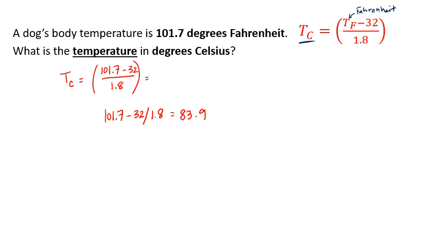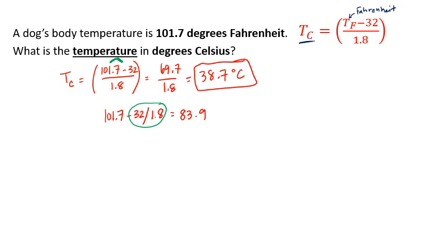What you told your calculator to do based off of order of operations is to say 32 divided by 1.8 first, and that's not correct. The first thing you want to do is subtract these two numbers up top and then divide. So if we do 101.7 minus 32 up top, that gives us 69.7 divided by 1.8, and that's going to give us 38.7, and it's asking for degrees Celsius. So again, make sure you're following order of operations. If I were to put this in my calculator, it'd be 101.7 minus 32 in parentheses, and then you can say divided by 1.8.